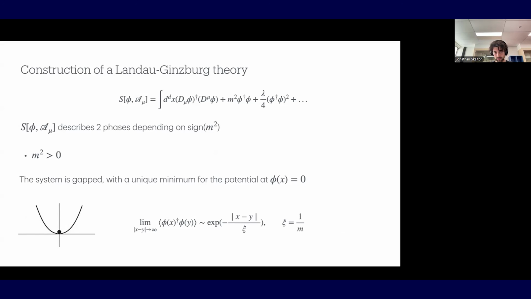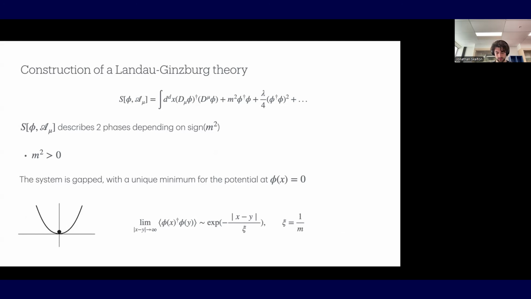So you need to use the fact that you have a big separation scale. X minus 1 is very large compared to what? Compared to the mass of the particles. And then you can solve the integral by saddle point. And this is basically what you have.